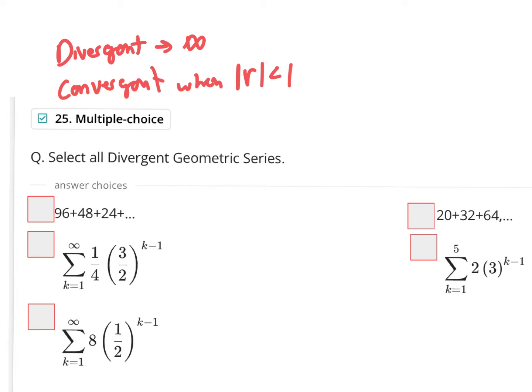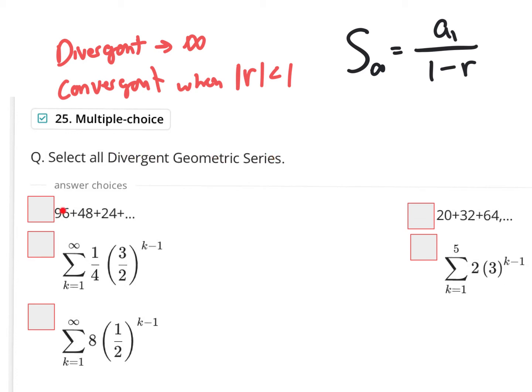Now, when it's convergent, when your r is less than 1, then you are able to use that infinite summation formula, which is a sub 1 over 1 minus r. And that'll give you the specific answer to your infinite convergent geometric series. But the only thing they're asking here on this question is, select all divergent geometric series.